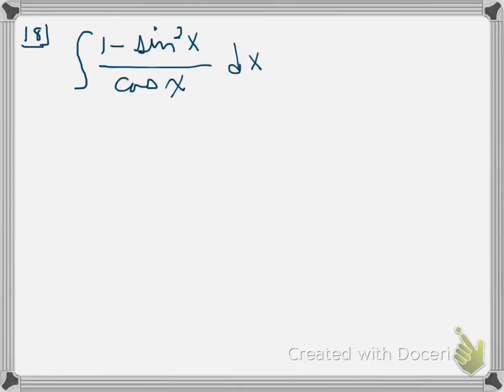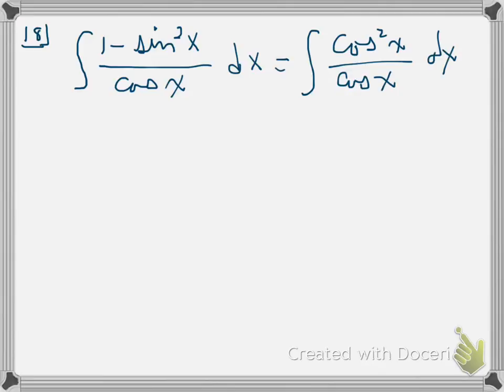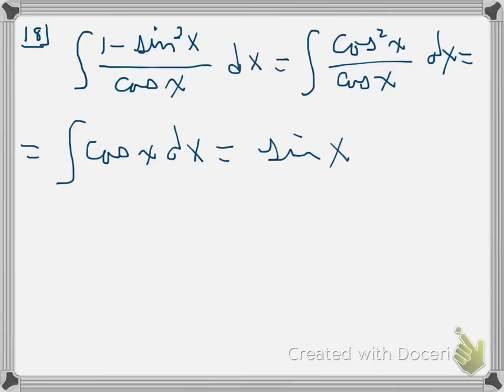Well, let's remember that 1 minus sine squared is cosine squared of x, and that's over cosine of x dx, which means that simplifies down to the cosine of x dx, which makes this sine of x plus c. Okay? All right. Number 19.